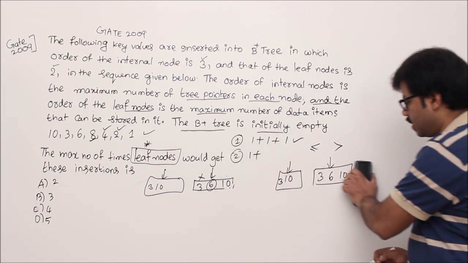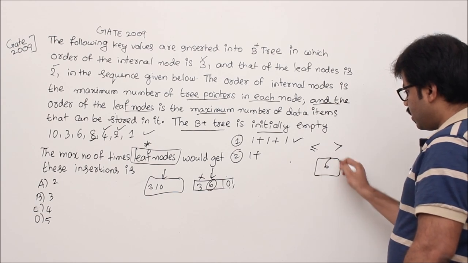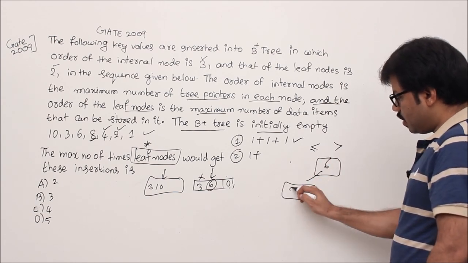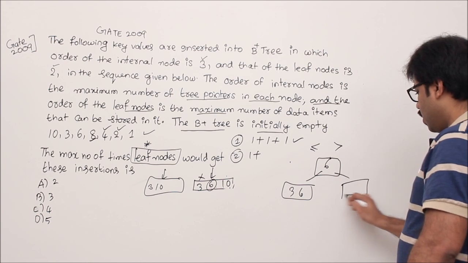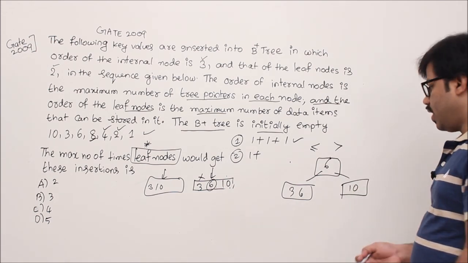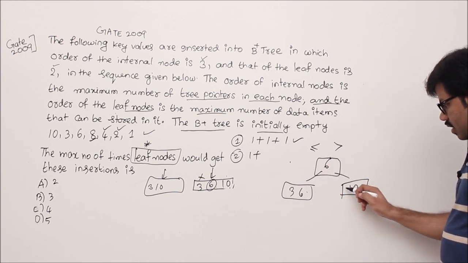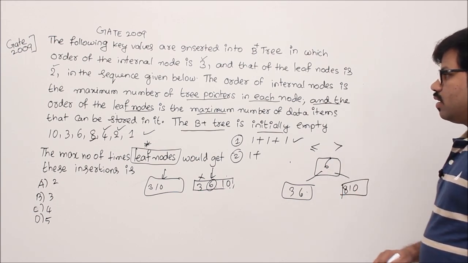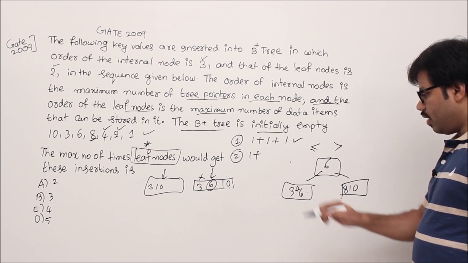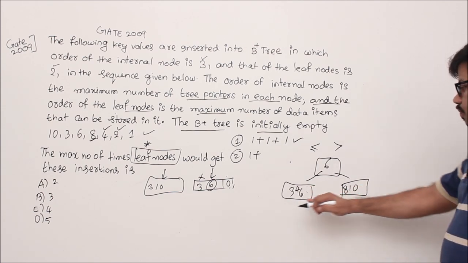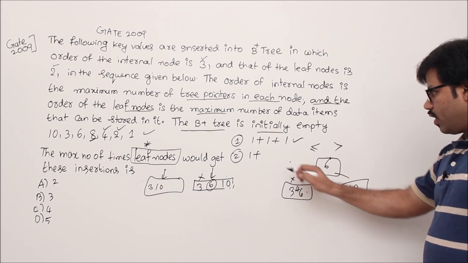Now send 6 up. Correct? Less than or equal to this side. 3 6 this side. 10 this side. Now insert the next element, which is nothing but 8. Then 8 will, the idea, right? So greater element this side, 8 here, no split. Then 4. So 4 will come here. When 4 comes here, it would split again. Count it first of all.